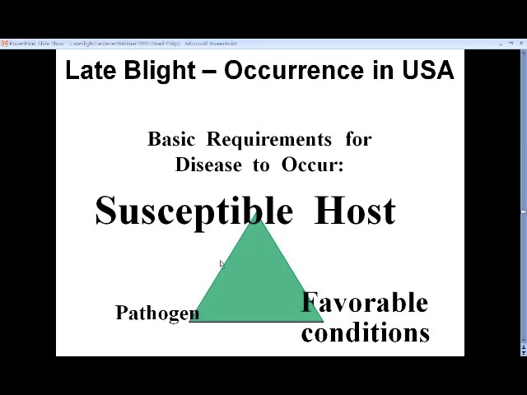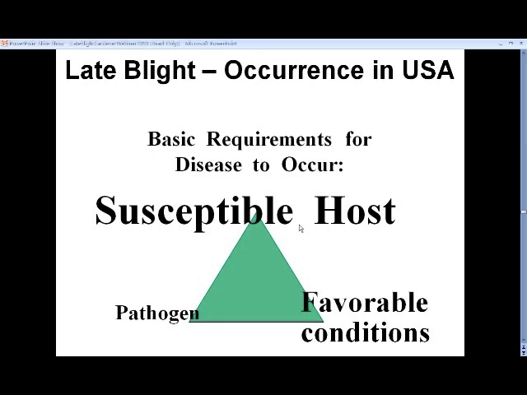Occurrence in the United States. To understand the occurrence the past few years with late blight, we need to understand the basic requirements for a disease to occur, because this determines when and how and why late blight occurs. These are the basic requirements for any disease to occur.